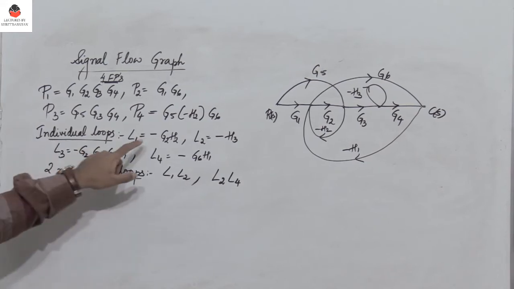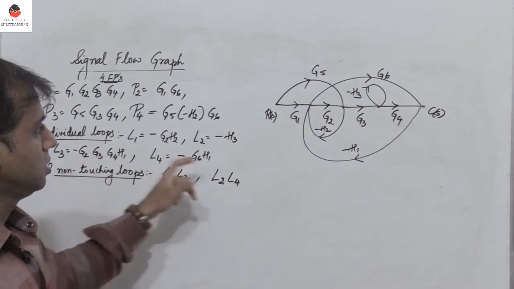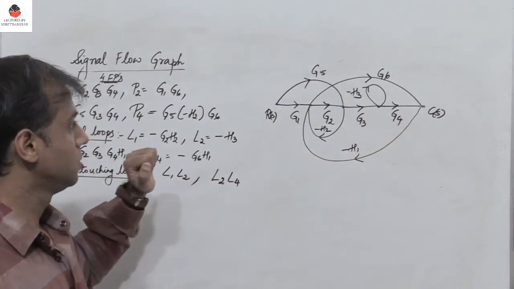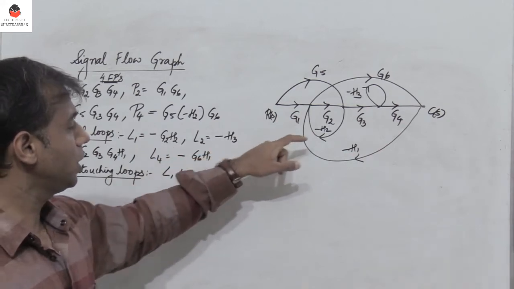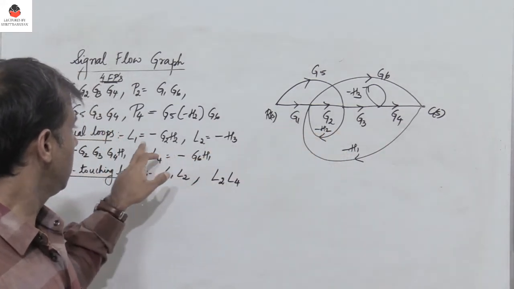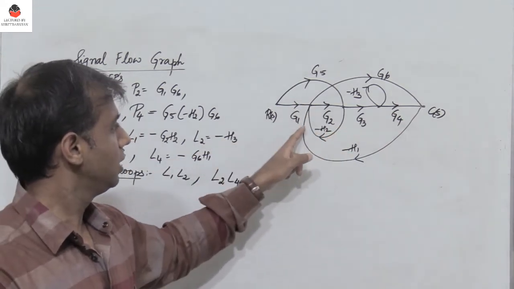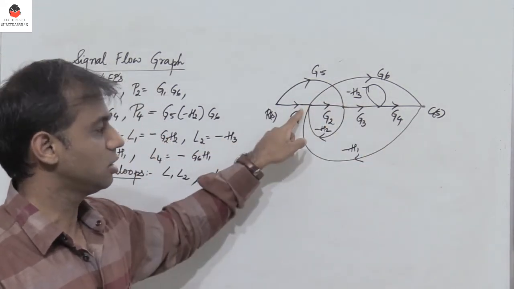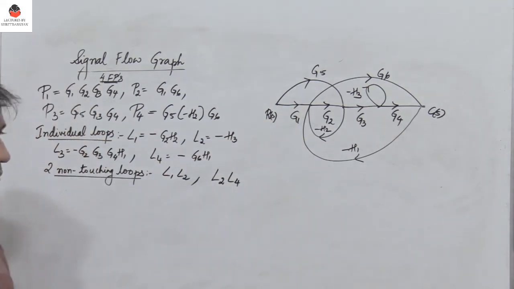So if I consider L1 and if I consider L3, of course they share common nodes. Then if I consider any other, for example, L1 and L4, they share this common node. So you find that there are only two non-touching loops.